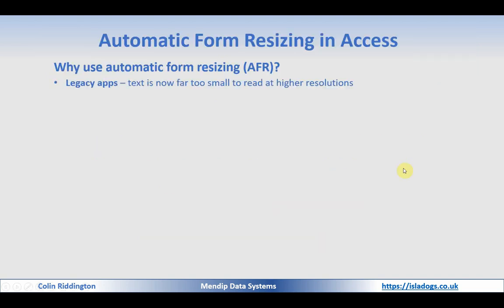Now, for those of you who aren't aware what automatic form resizing is, it's something that you can use to adjust your forms to fit whatever size and resolution screen you've got. You might want to do that if you've got some legacy apps where the text is now far too small to read at the high resolutions that we tend to use today. Alternatively, you may have an app that was designed in a higher resolution than the monitor that you're using, and you're finding yourself having to scroll horizontally or vertically in order to see all the information.